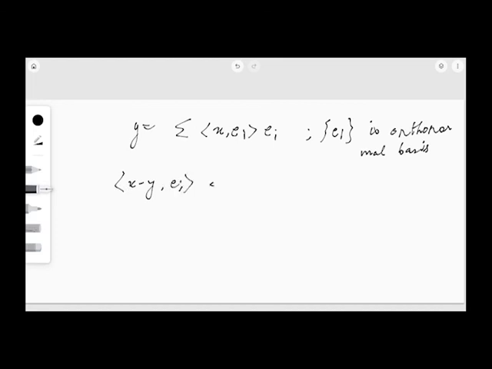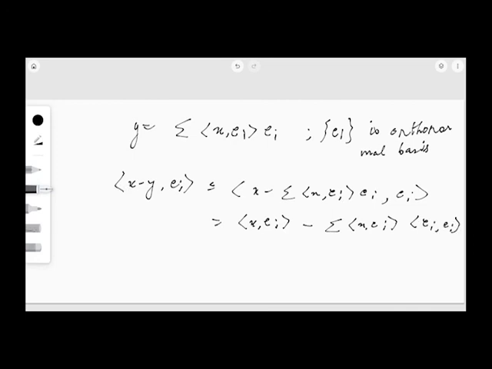Now let us see what the inner product of x minus y with ei will be. We are replacing y with the summation of inner product x, ei into ei, comma ei. This will be nothing but inner product x, ei minus the summation of inner product x, ei into inner product ei, ei, which is 1 only when the indices are equal. So this will be inner product x, ei, and all other inner products ei, ej will be 0 because the set ei is orthonormal. So this will be nothing but 0.